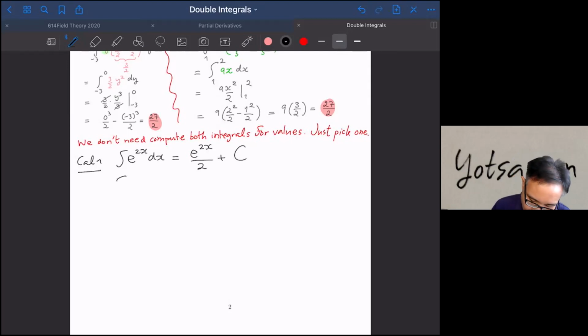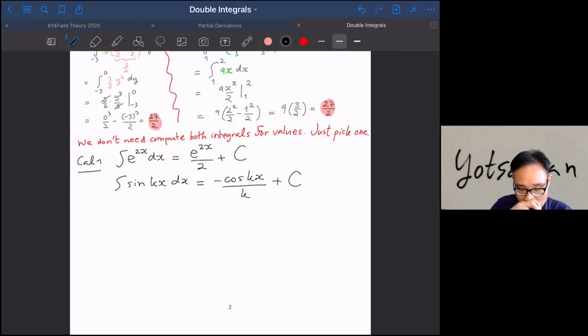Also in calculus 1, when you'd like to integrate sine kx dx, the integral of sine is negative cos, so it's going to be negative cos kx over k plus c. This one is just integration by substitution, where k is a constant.